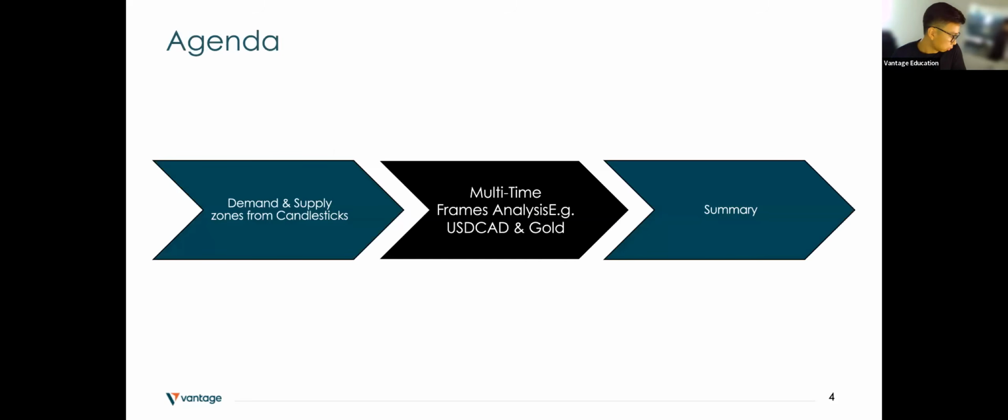So there was a prior session on candlesticks, so do check it out on how candlesticks are formed using 4 data points, the open, high, low, and close of each time period. And then with that information, we're gonna study how we can actually derive demand and supply zones from those candlesticks. And then we're gonna dive in a little bit on USD CAD and gold with some examples. And then we're just gonna close this session up with a summary.